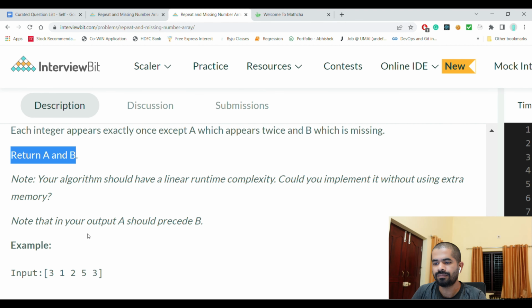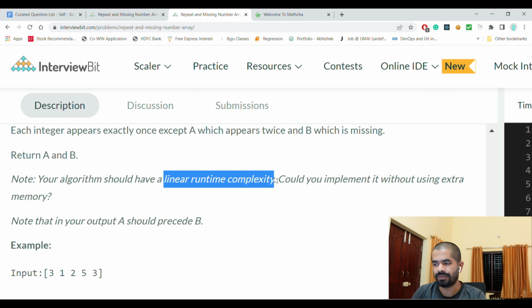Looking at the problem, it's pretty straightforward, but when it comes to coming up with an optimal solution, we'll have to think this through. They are saying your algorithm should have a linear runtime complexity and implement it without using extra memory.